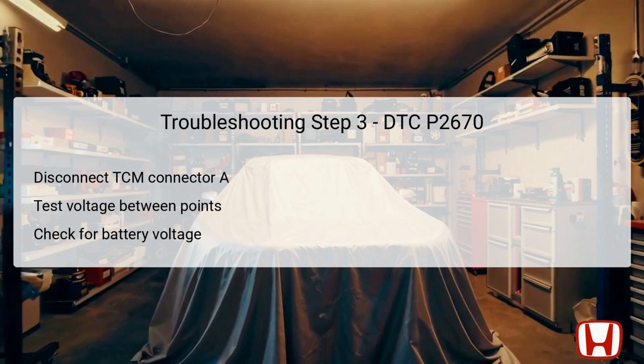If you observe a reading of battery voltage, this confirms that the VB2 plus B TCU2 wire is functional, and the next step should involve checking service bulletins or substituting a known good TCM. If battery voltage isn't present, this indicates an open circuit in the wiring, necessitating repairs to restore the connection.